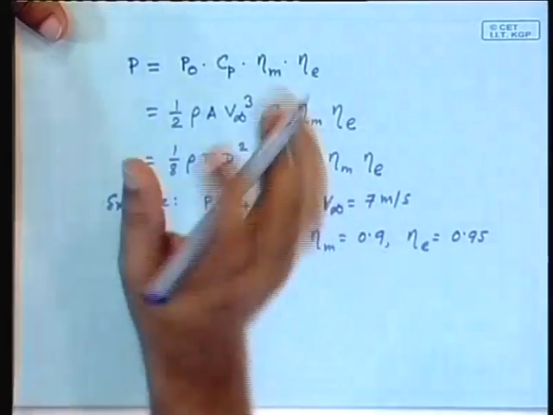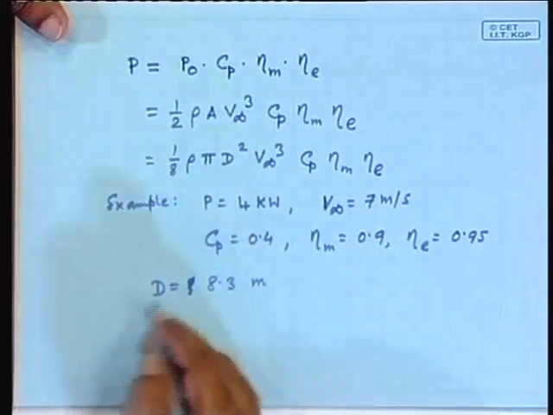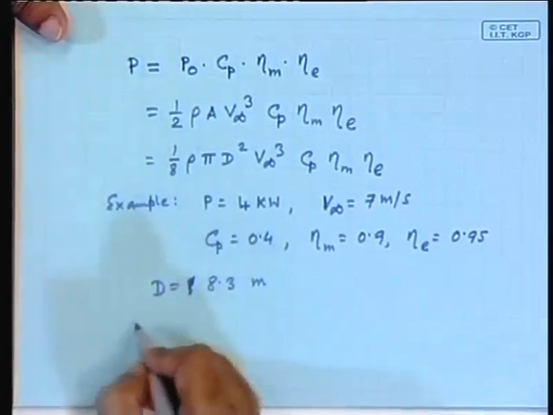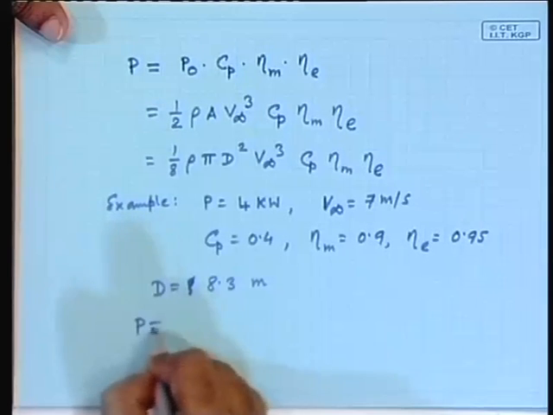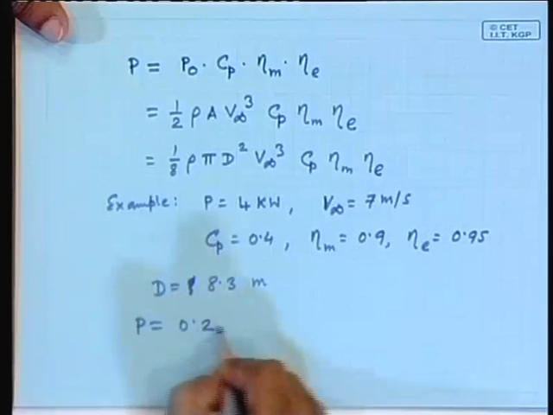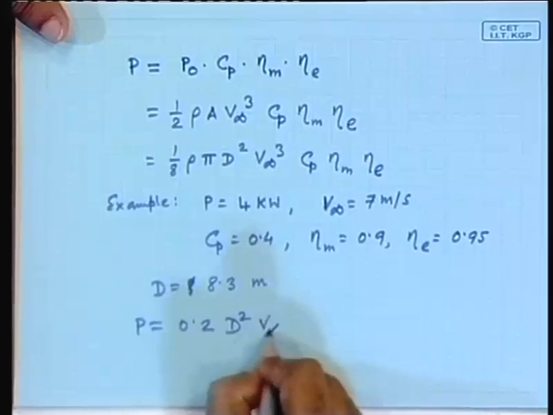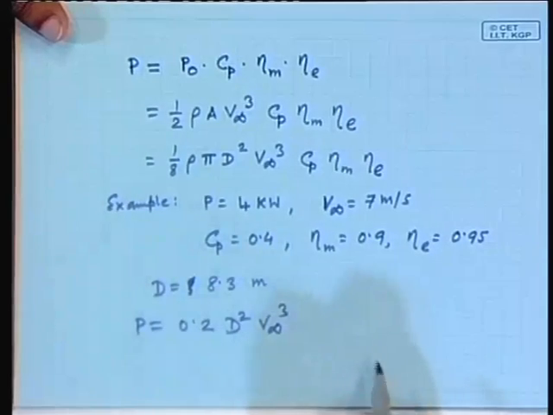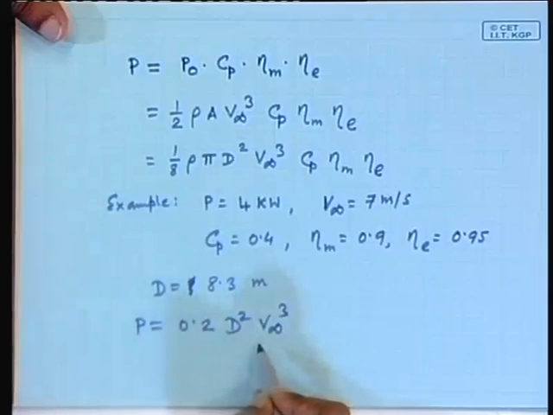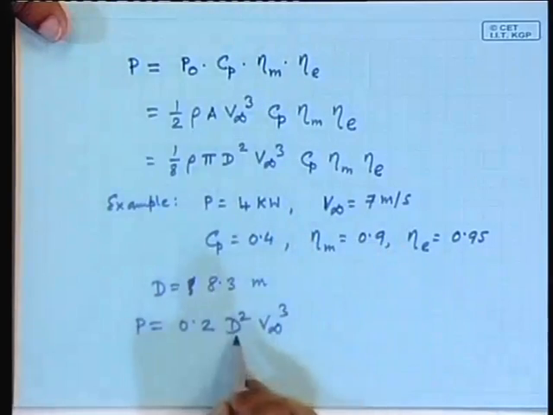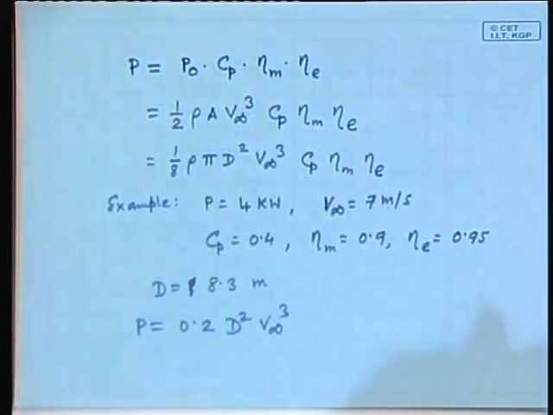One thing you can say is that if all these things are not given, very approximately for a well designed turbine, you can write it like this: 0.2 d square V infinity cube, all these taken together. So, this is a very easy and quick way of calculating the approximate size of the turbine. Okay, fine, let us stop here now and we will continue in the next class.